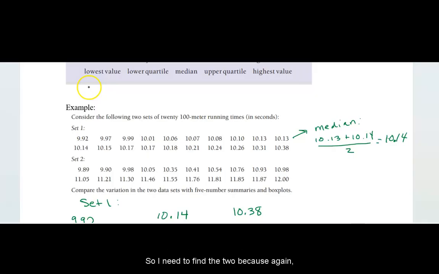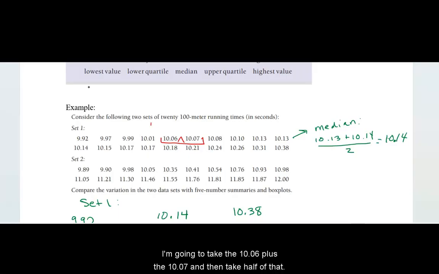So I need to find the two because again, there's 10 numbers. That's an even amount. I have to find my two middle numbers of these 10 numbers. That's right here. Notice, because then I have 4 numbers below, 4 numbers above. So I did find the two middle numbers. Now I need to find the median here, which is the mean of these two numbers. I'm going to take the 10.06 plus the 10.07 and then take half of that.